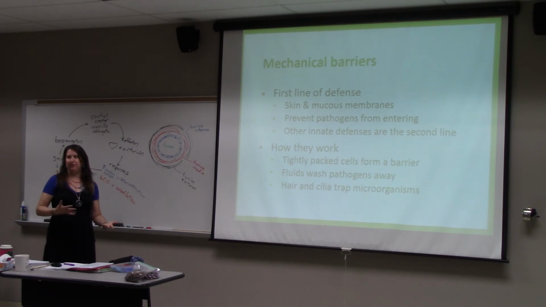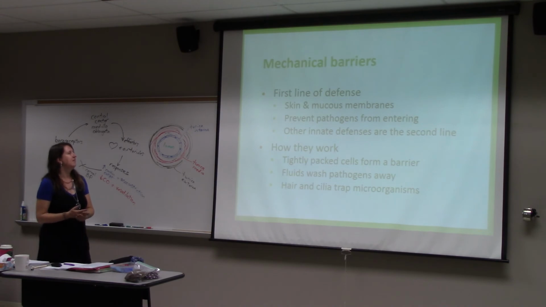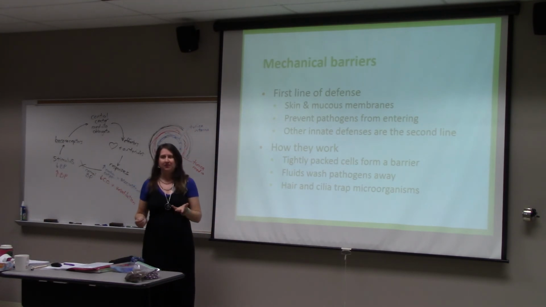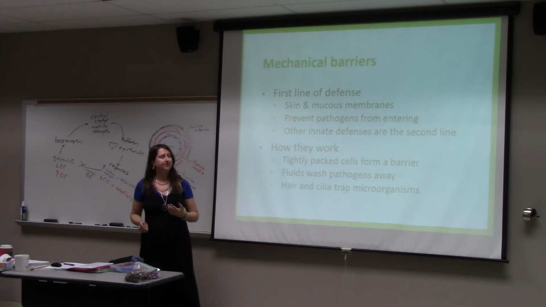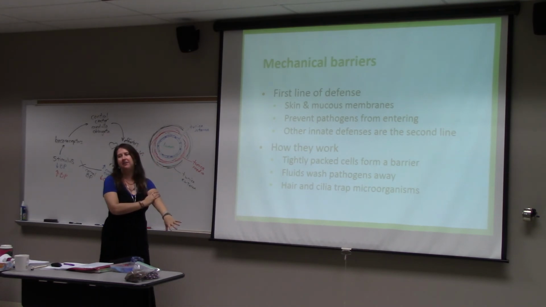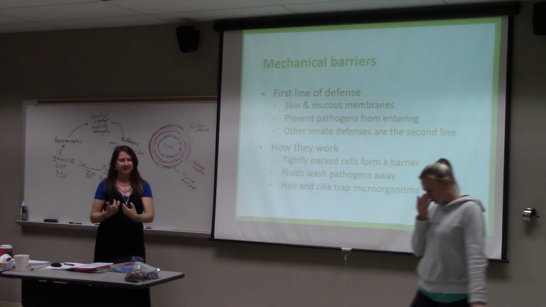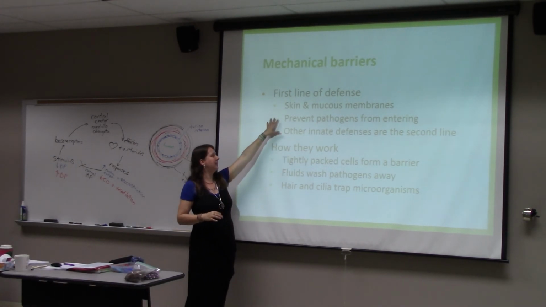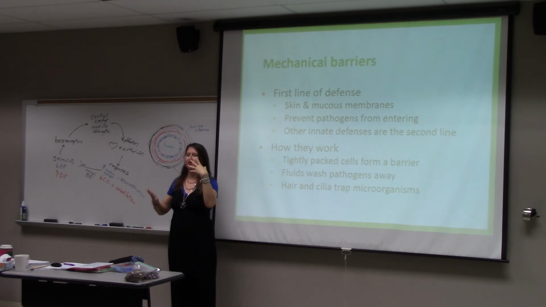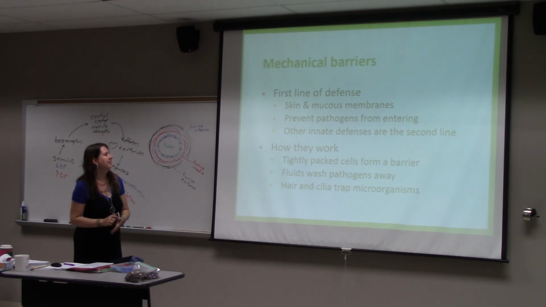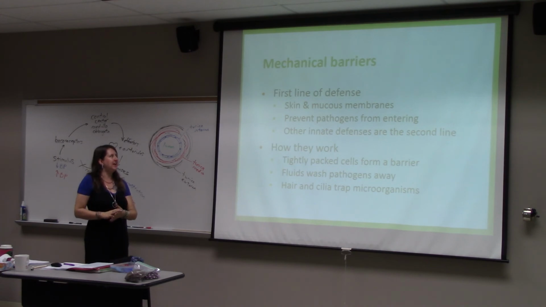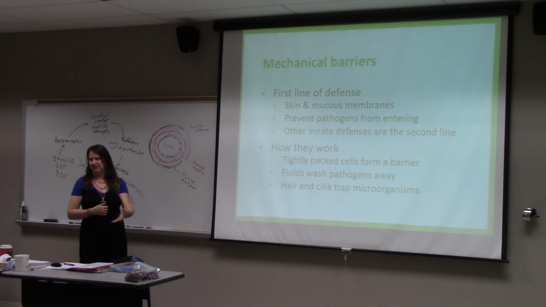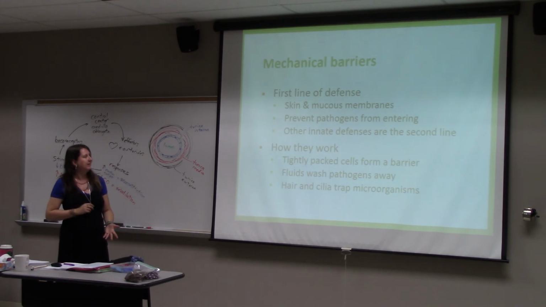Mechanical barriers are our first line of defense against things that can affect our species. Mechanical barrier basically means it's a physical wall. And that's our skin on the outside and mucous membranes on the inside. These walls keep the pathogens from getting inside. The rest of the innate defenses we call the second line of defense. And then the adaptive defenses are going to be the third line of defense.